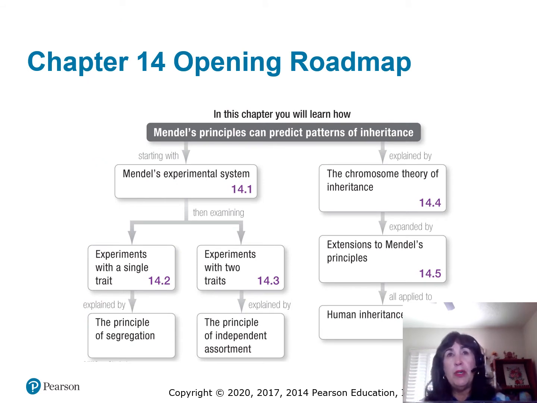For this chapter, we will look at Mendel's principles to see his experimental system, and we will focus on experiments with a single trait and the principle of segregation. Then we'll go on to the chromosome theory of inheritance, and we'll look at extension to Mendel's principles and human inheritance. So let's get started.